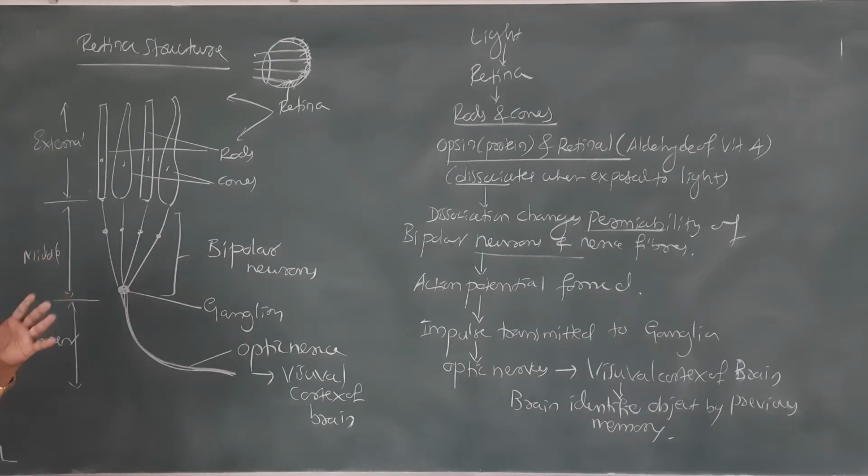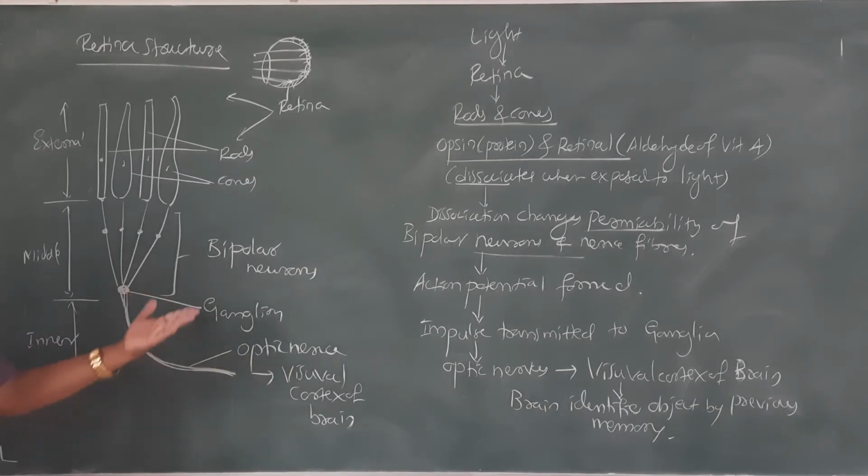Before, they were associated, but they get dissociated in these cells. That leads to a change in the permeability of these nerve fibers and neurons. So an action potential is generated here, passes into the ganglion, then to the optic nerve, then to the brain. Then the brain identifies what is the object we are observing.